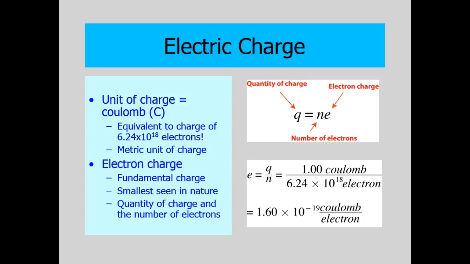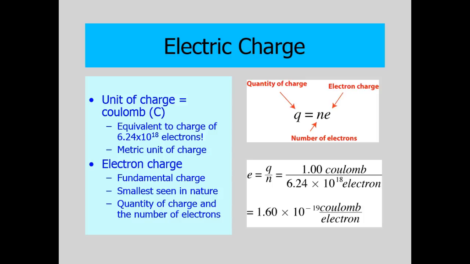Since this equation is true, Q in coulombs is equal to N times the electron charge, then you can divide both sides by N. You know what N is. It's this number right here. 1 coulomb divided by that number of electrons will give you the electron charge, and that's 1.60 times 10 to the minus 19 coulombs per electron.